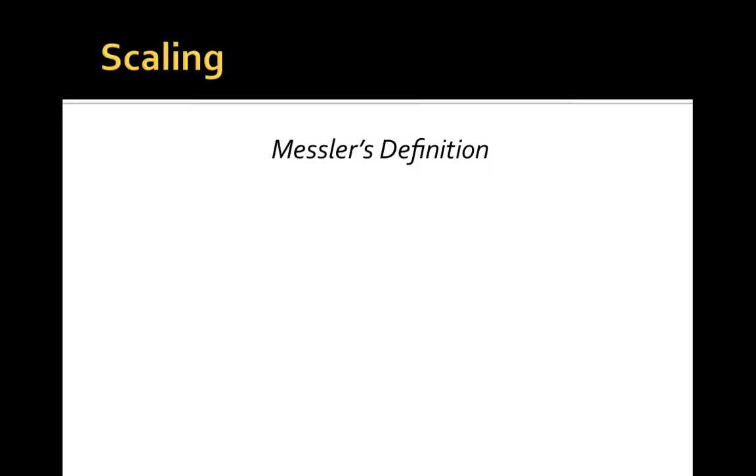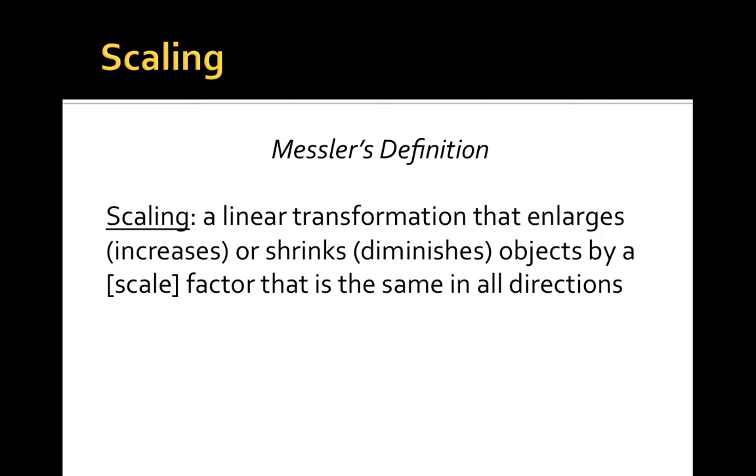Messler's definition of scaling from his book is that scaling is a linear transformation that enlarges or shrinks and diminishes an object by a scale factor that is the same in all directions. That would mean his x, y, and z axes would change proportionally as you go larger or smaller.